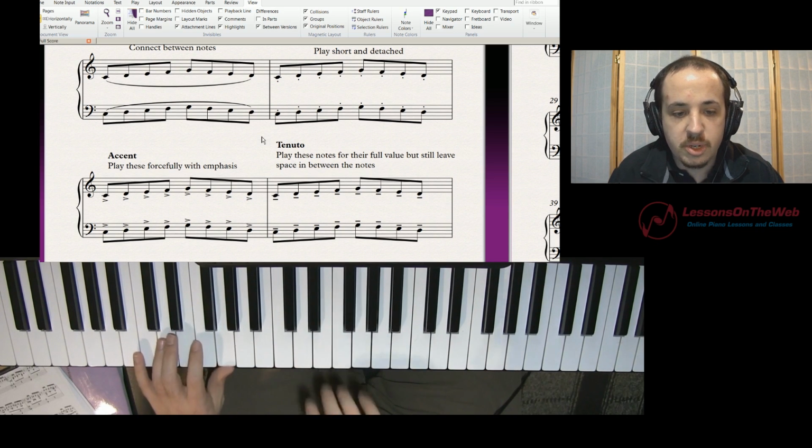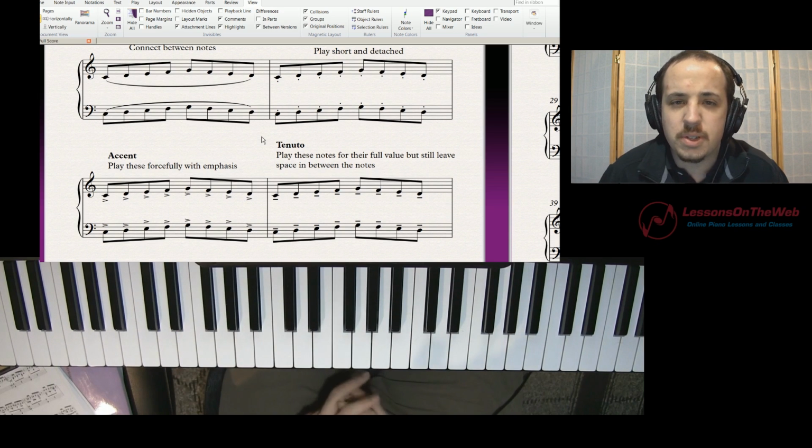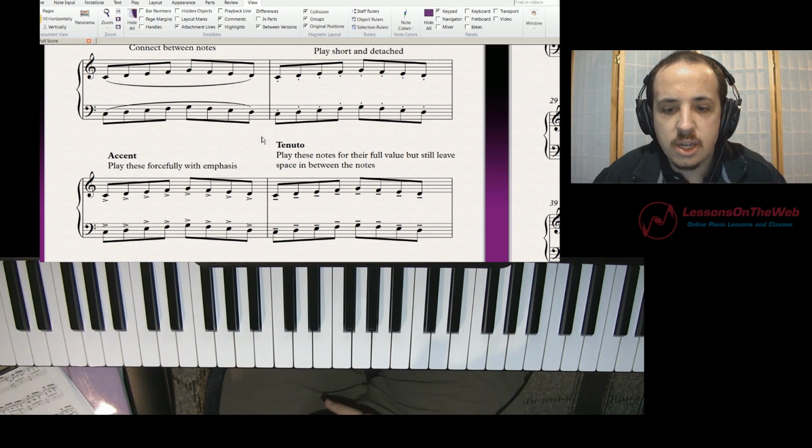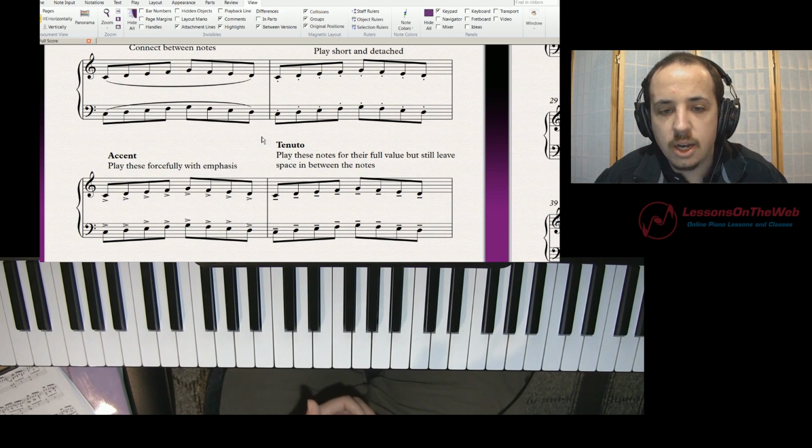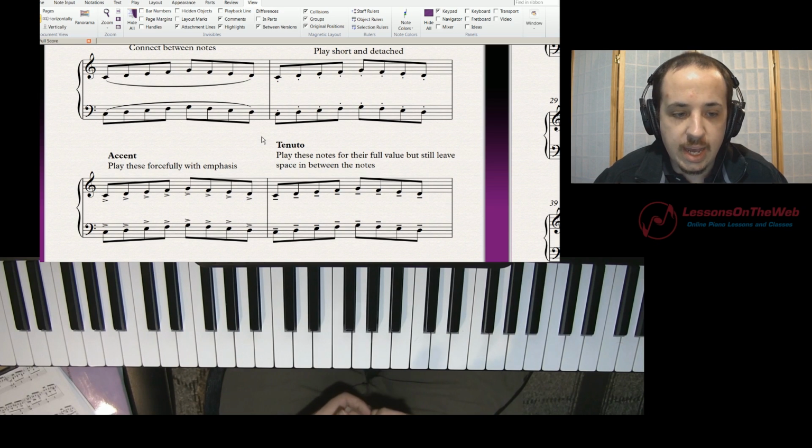accented with still a little bit of space between it, but that's still pretty much the same as playing an accent to me. I think it's a little redundant because if you wanted to play the accent short, you would add the staccato to it. And then vice versa, you can add accents to staccato notes and do it like that.